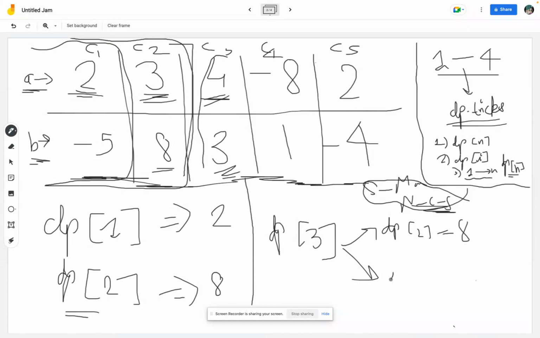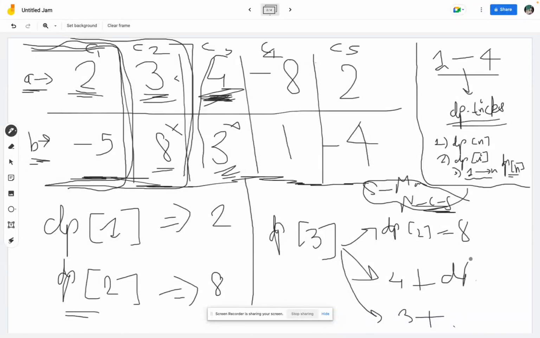One is either try to include 4 or try to include 3. So if I try to include 4, what will be my answer? 4 plus something, and if I try to include 3, the answer will be 3 plus something. So let's say I took 4. If I take 4, I cannot add 3, nor can I add 8, nor this 3. I can only use 2 and minus 5. So these were at index 1. So my answer will be 4 plus dp of 1, whatever was the best answer till index 1, as the second index cannot be used, they are adjacent.